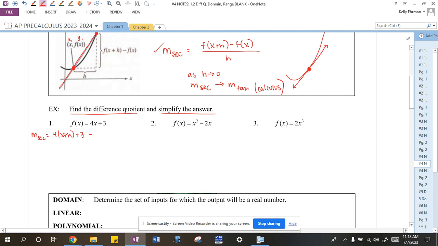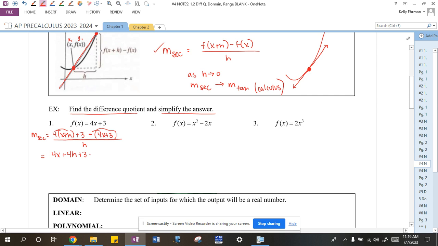Subtract f of x. Well, here's f of x. Subtract all of the 4x plus 3. So that's f of x plus h minus f of x. Divide the whole thing by h. Now, if we're doing our math correctly, it should be that all of our non-h terms cancel themselves out. So let's see what we get when we distribute. 4x plus 4h plus 3.